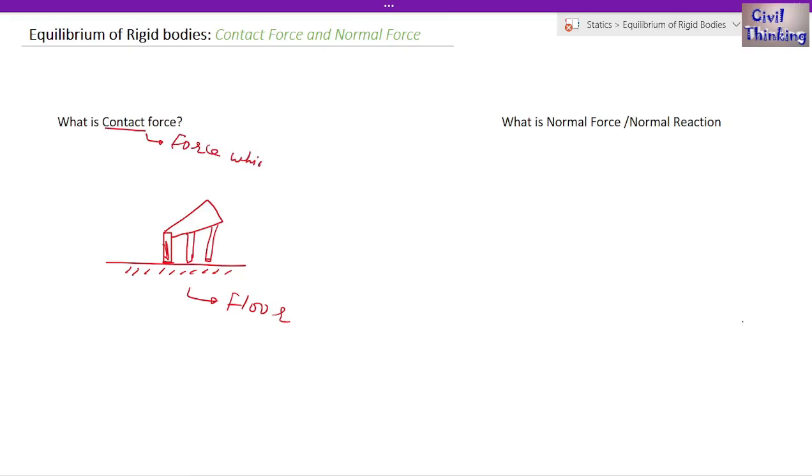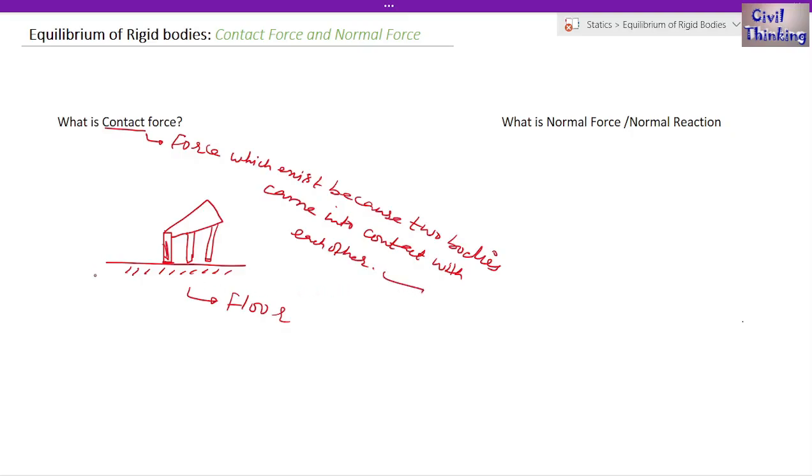So contact force is a force which exists because two bodies came into contact with each other, right? So if there is no contact, there is no contact force.